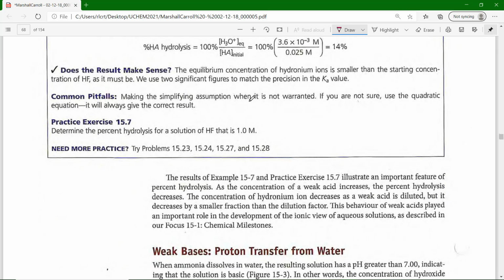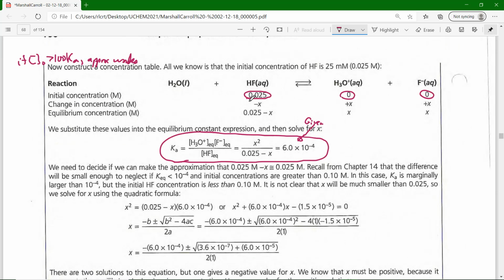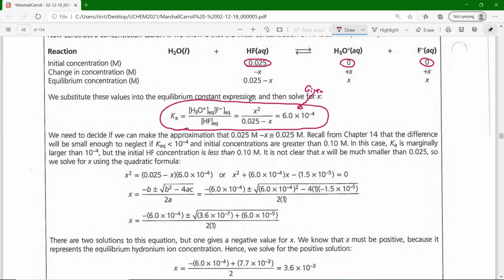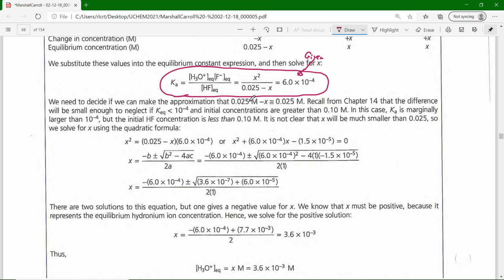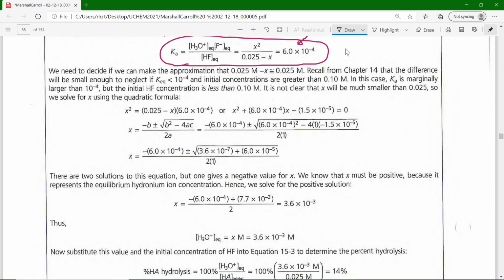HF, did we just look at HF? That was HF, right? Yeah, so let's look at it again. But instead of starting with 0.025 molar, we start with 1 molar. Okay, so let me try to do it over here in the margin. If I have 1 molar, I'm going to get the Ka, 6 by 10 to the minus 4, is x squared over 1 minus x.